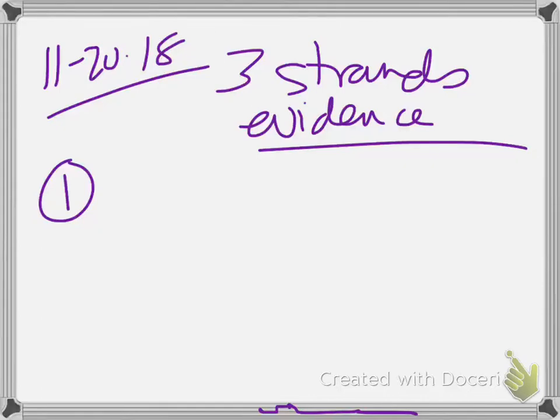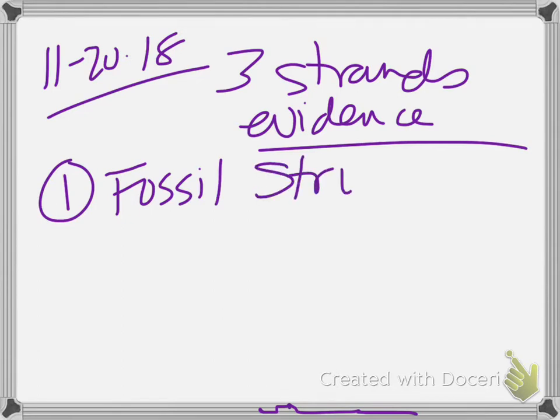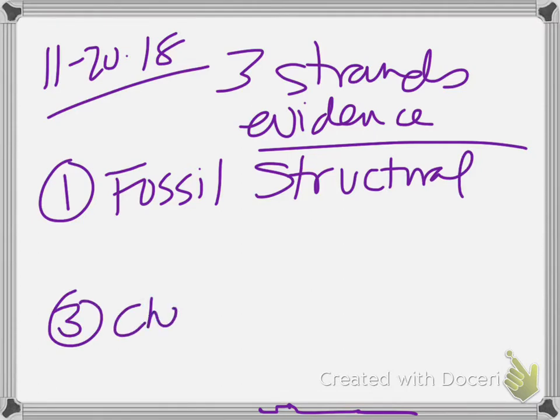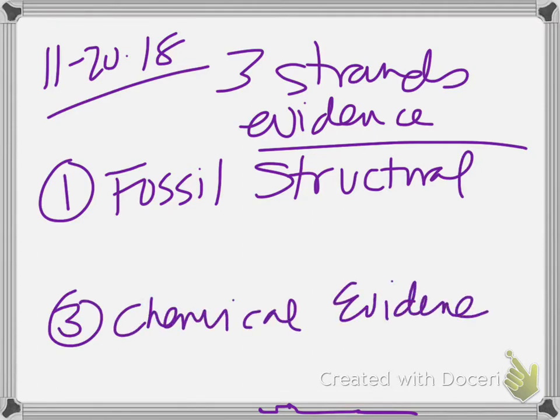Okay, so what's the first strand of evidence? Fossil record. What's the second strand of evidence? This is what we've been talking about. No, that's not it. That's number 3. Here's my notes. Structural, morphological. Yeah, structural and morphological evidence.